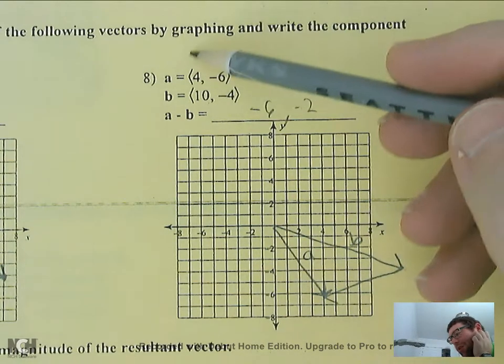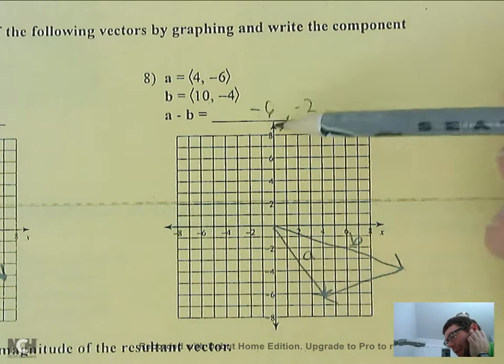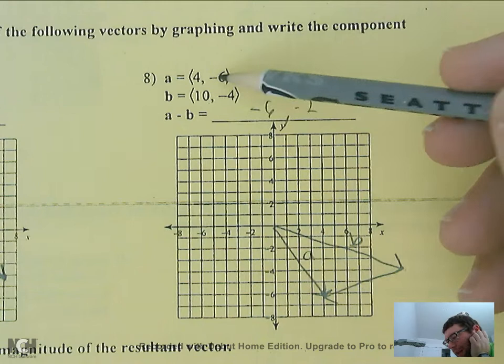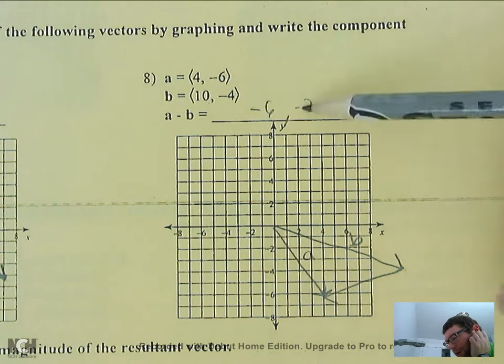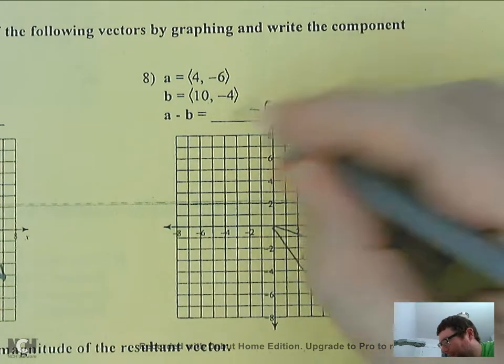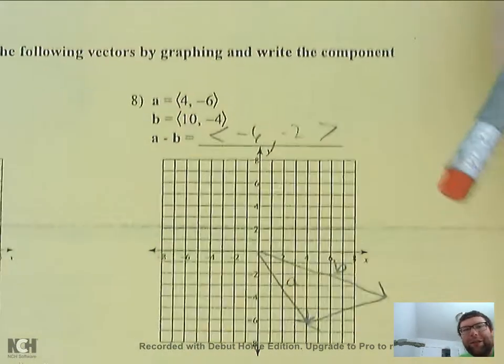Now again, you just subtract these, so 4 minus 10 is negative 6, so that one's right. And then negative 6 minus a negative 4 would be negative 2. So I did it right. Great. Always good to check.